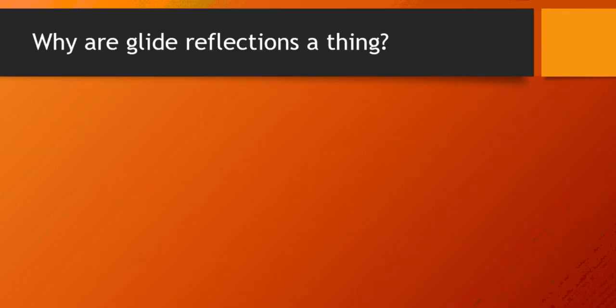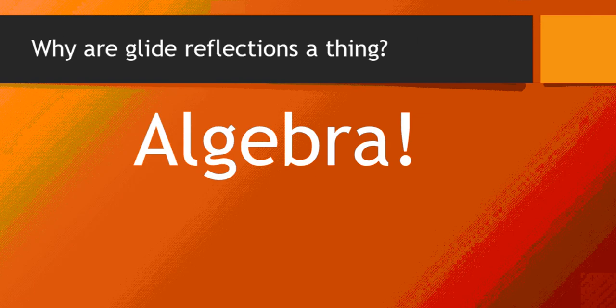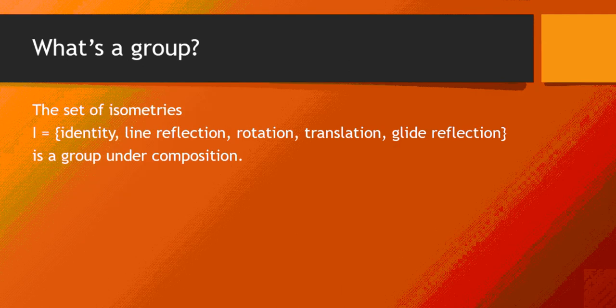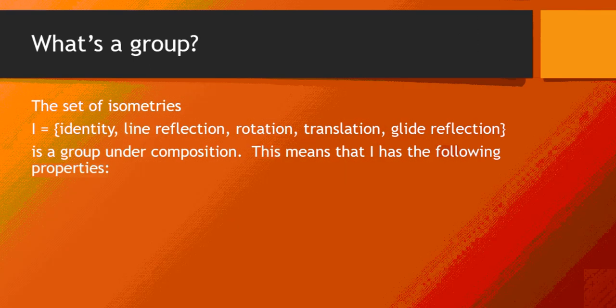Why are glide reflections a thing? Glide reflections are a thing because of algebra. Algebraists love groups. So what's a group? The set of isometries, and here are all the isometries, right? You got the thing that does nothing, you got the reflection, you got the rotation, the translation, the glide reflection. Why does glide reflection have to be a thing? Because the set of isometries with glide reflection in it is a group under composition.